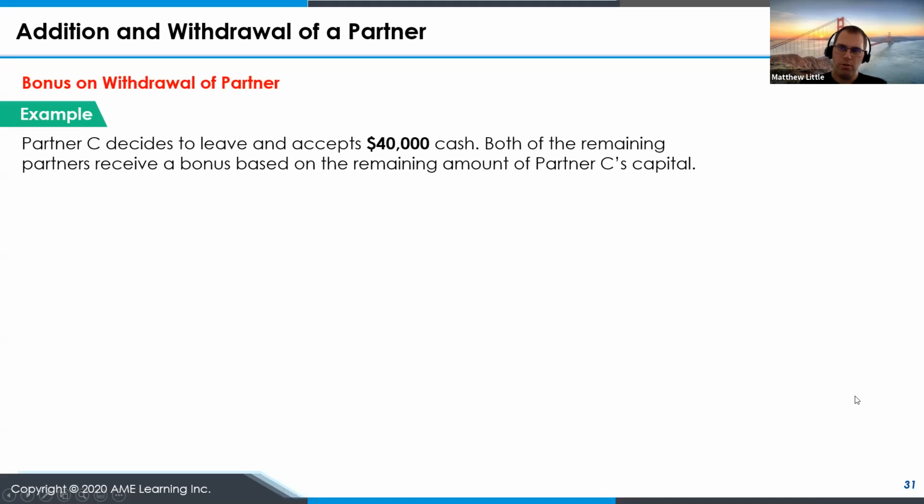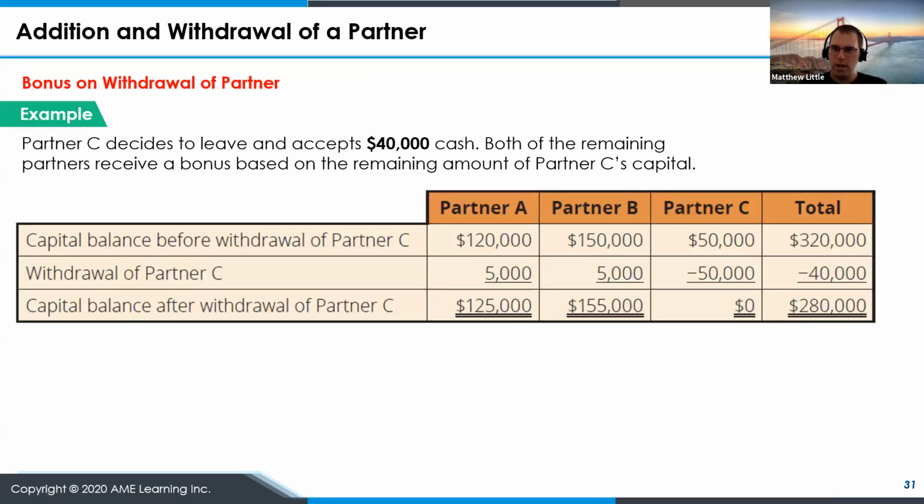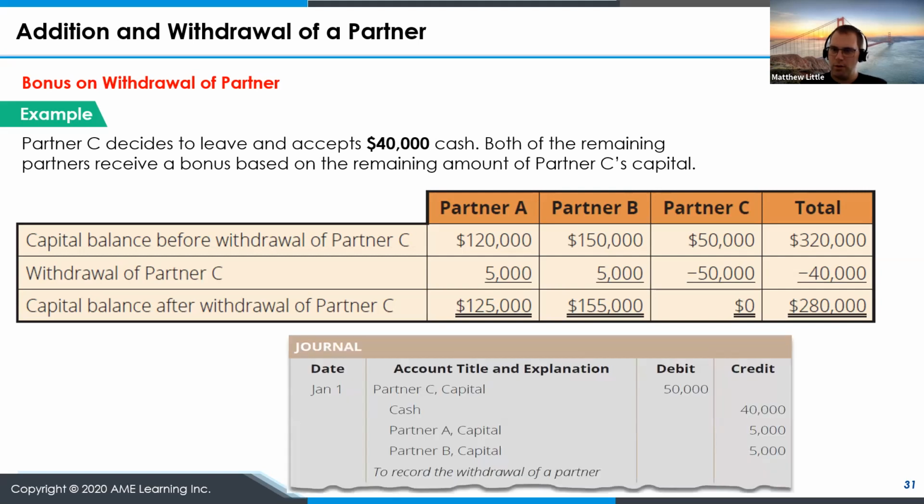Now, let's look at withdrawal of a partner. So partner C decides to leave and takes $40,000 cash with them. So in this situation, if partner C had capital of $50,000 in value, but they only took $40,000 in cash and said, bye-bye, I'm moving on, we need to remove their capital of $50,000, but they only took 40 out. So there's a $10,000 bonus to the partners that remain in order to balance the transaction. So in this case, they took $40,000 out of cash credit, took $50,000 debit out of partner C's capital account, and then the balance is split $5,000 each to partner A and B capital accounts.